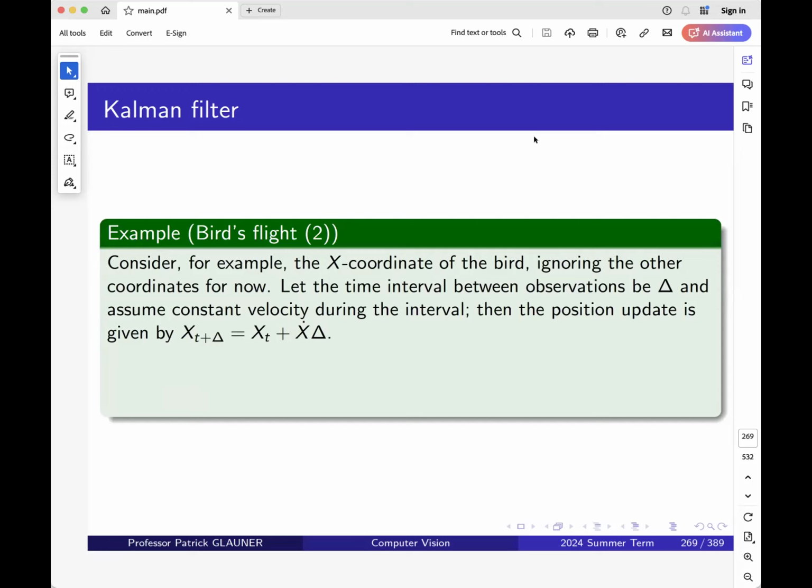So we will now just look at the x coordinate. We will not look at the other coordinates. We'll just keep it simple. We want to ignore the other coordinates, and we make observations every certain amount of time that passes, every second or every 100 milliseconds, whatever.